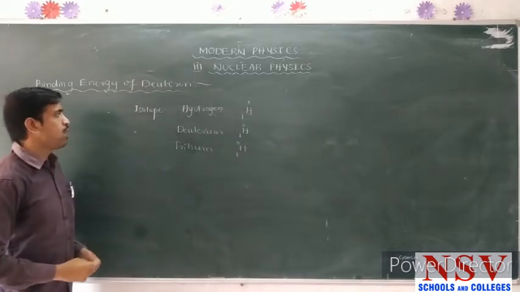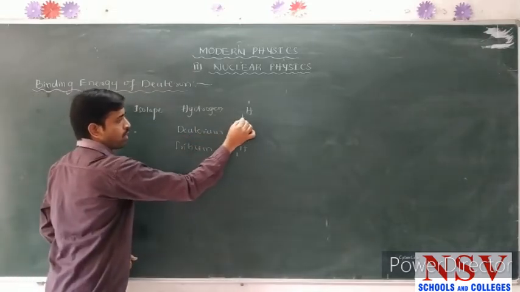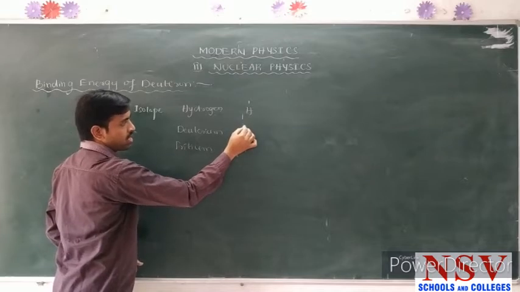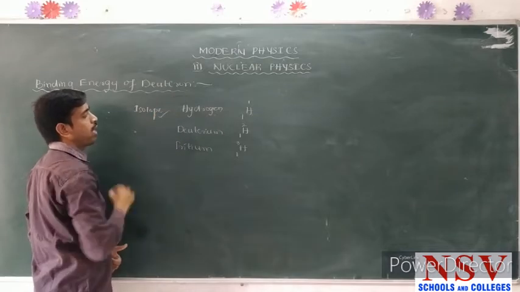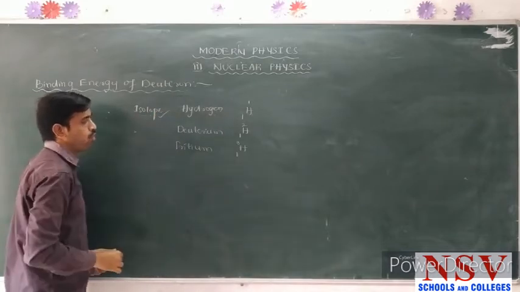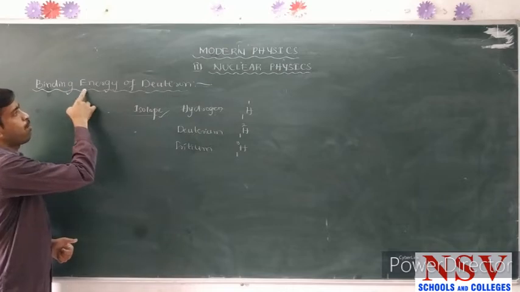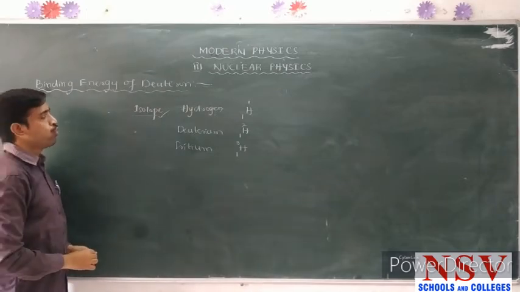Okay, what are isotopes? Atoms with an equal number of protons, but a change in atomic mass, are called isotopes. Okay, now I want to explain the binding energy of deuterium.